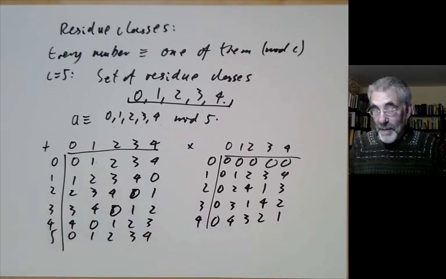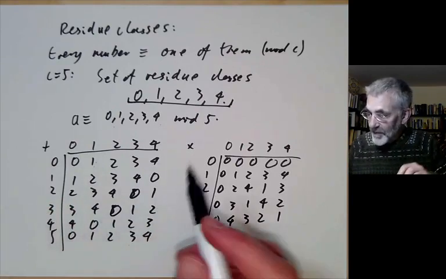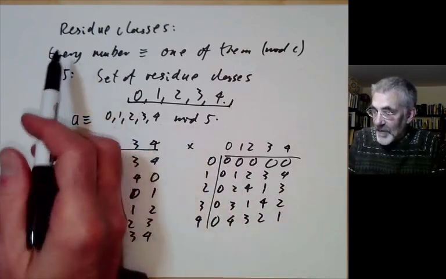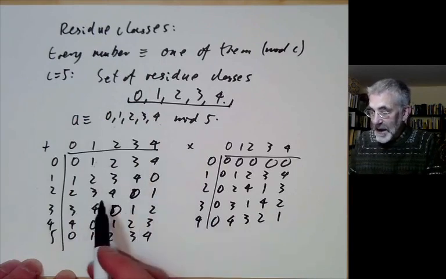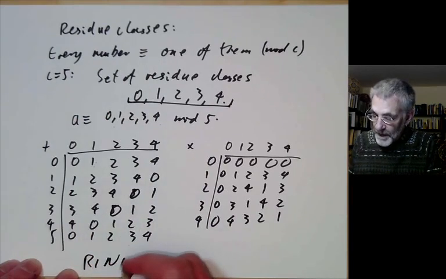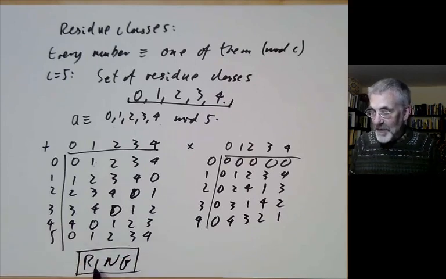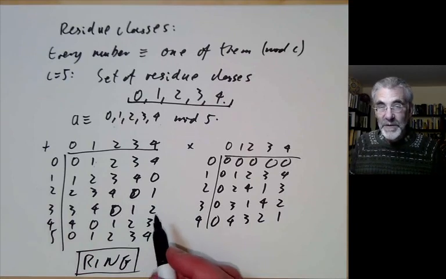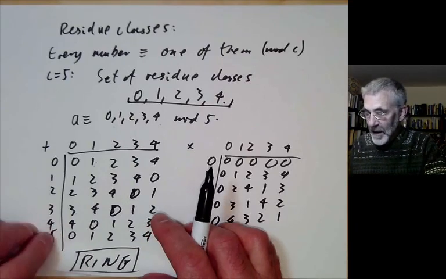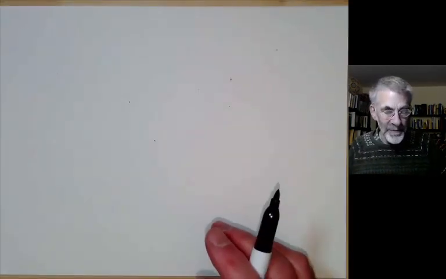If you've done a course in abstract algebra, you know that you've come across this, and the set of residue classes actually forms something called a ring. A ring can be defined informally as something with addition, multiplication, and subtraction that obeys most of the rules of high school algebra. You've got to be a little bit careful. It doesn't actually obey all the rules.